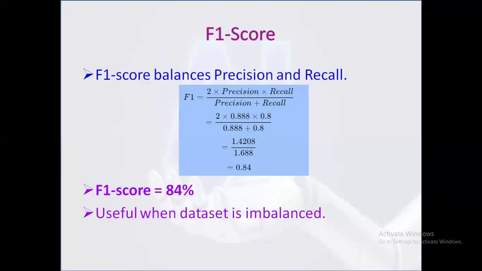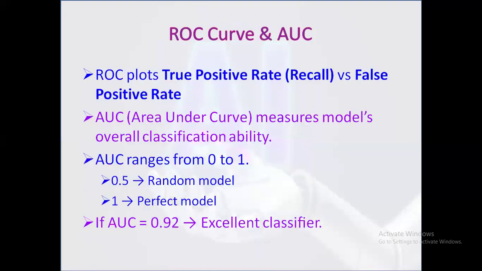This makes the model reliable for imbalanced classification tasks. The next measure is the ROC curve and AUC.